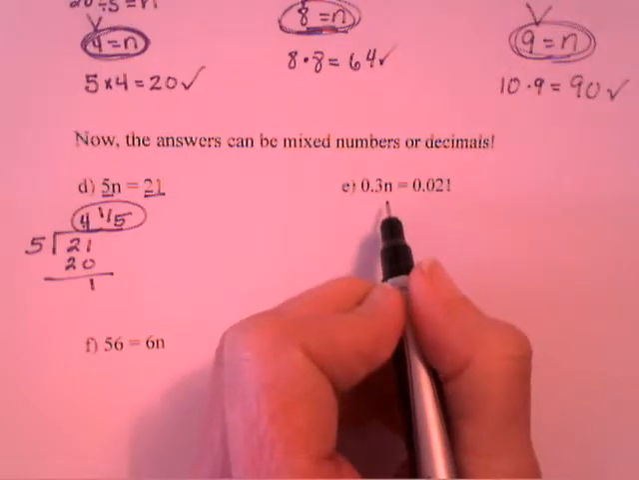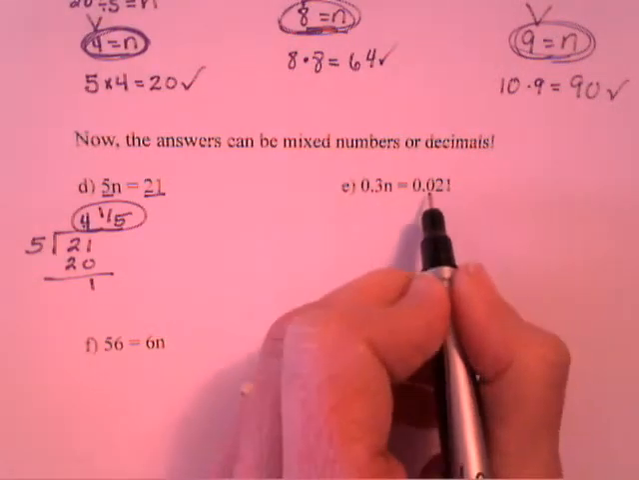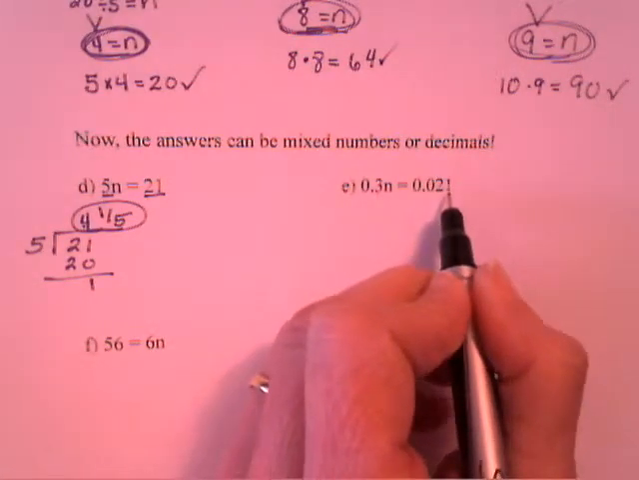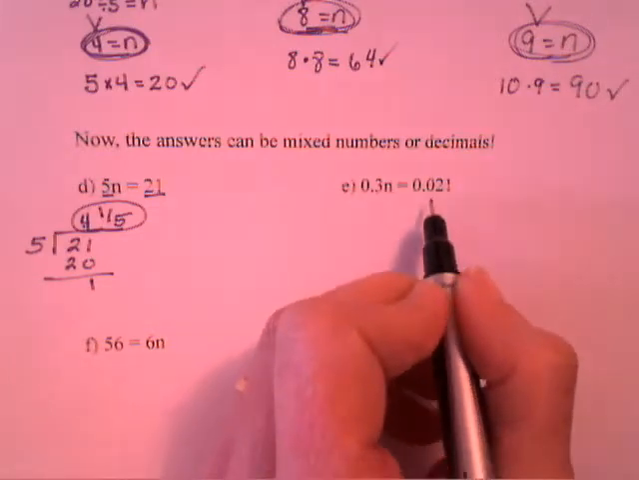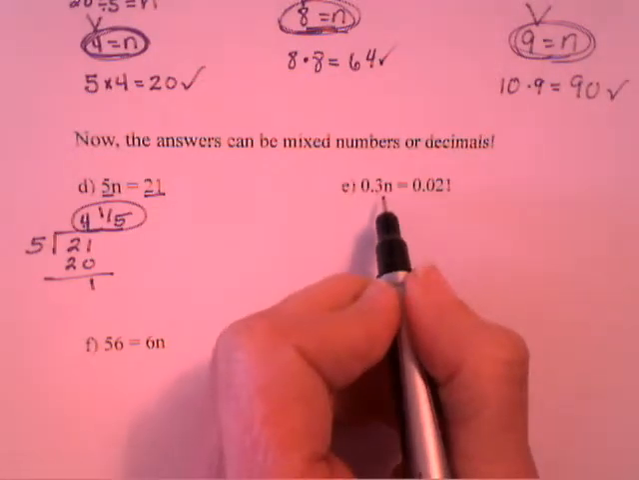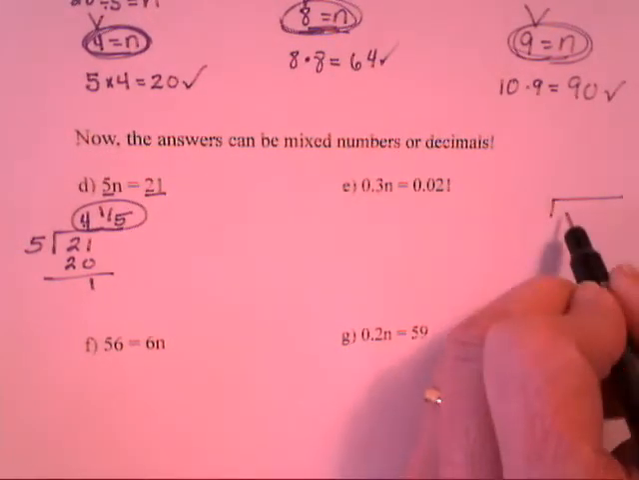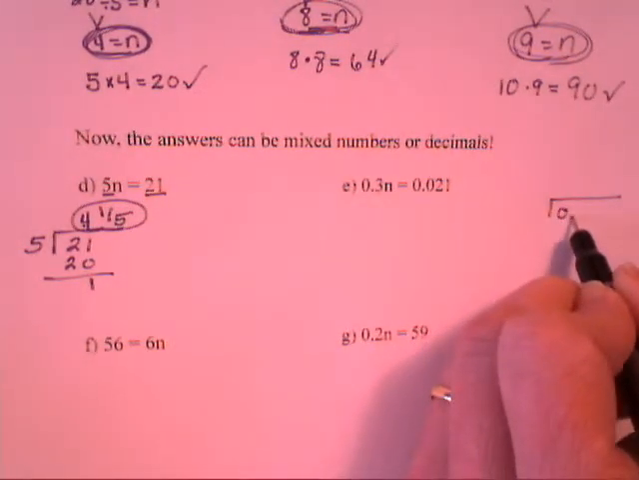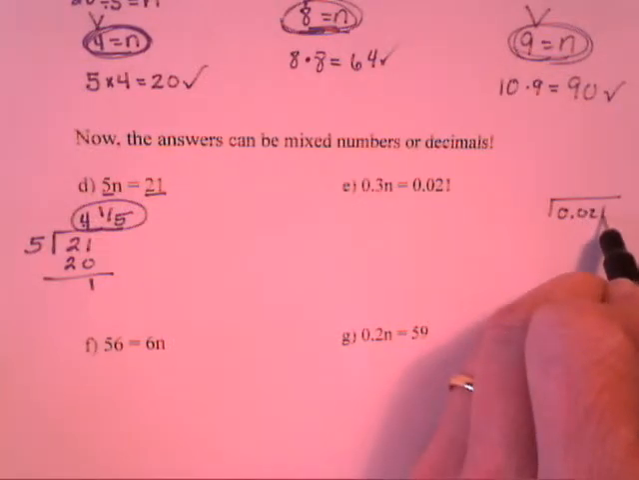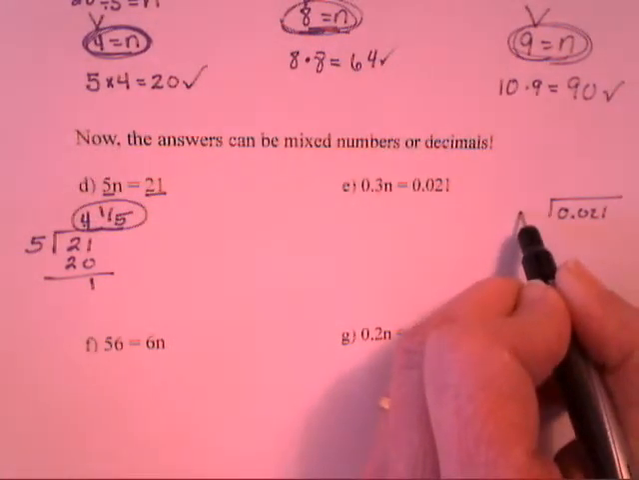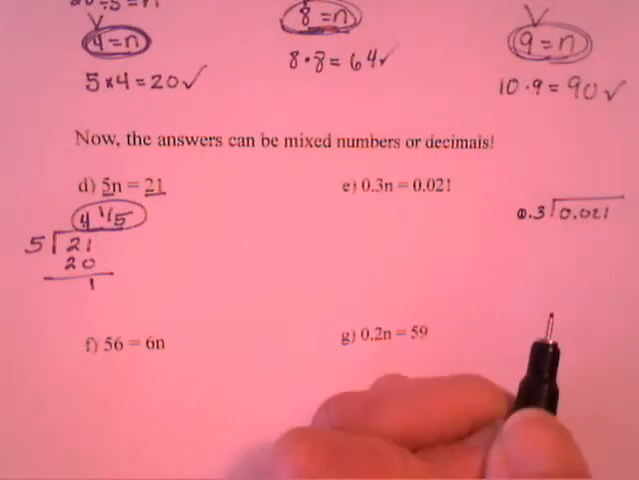Now for problem E, everything's in decimal form. I've got 3/10 and I've got 21/1000ths over there. So I'm going to stick to decimal forms for my answer for n. So let's do 0.021 divided by 0.3.